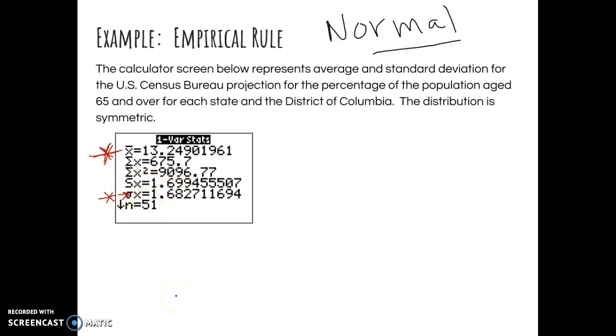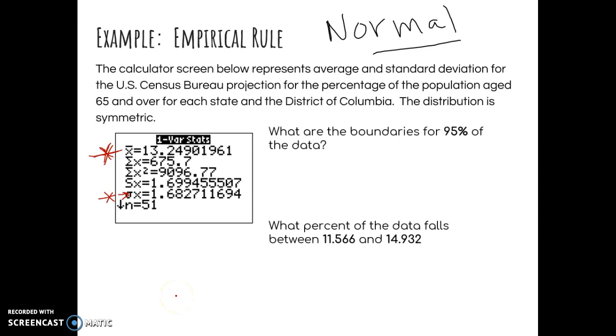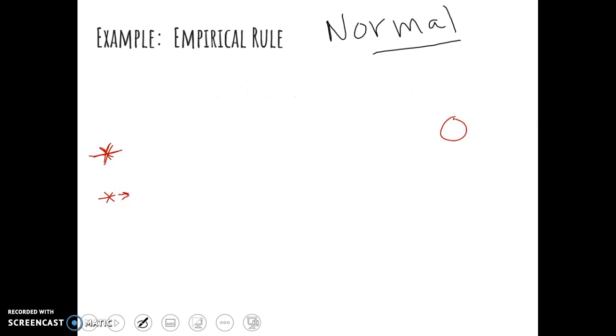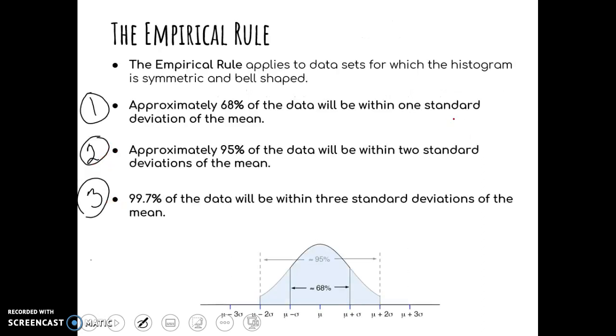Now let's look at the questions that they ask. What are the boundaries for 95% of the data, and what percent of the data falls between 11.566 and 14.932? So let's focus on the 95% of the data. So let's go back real quick. 95% of the data is within 2 standard deviations of the mean. So you can calculate just those boundaries based off of this characteristic.